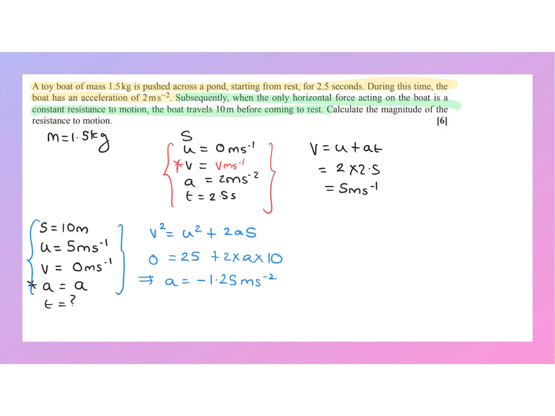So the boat is experiencing a horizontal force, which is a resistance force. We can use F equals ma to work out what this is. The resistance force is the only force acting, and that's equal to the mass of the boat, which is 1.5, multiplied by the acceleration, minus 1.25, which gives us a value of minus 1.875. But the magnitude of this force is going to be equal to 1.875 newtons.